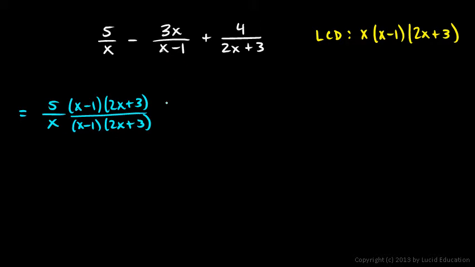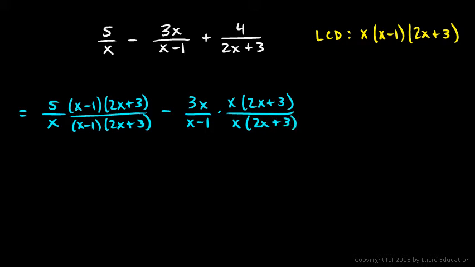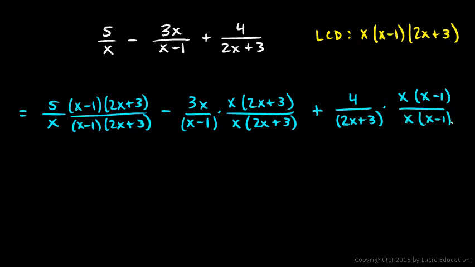And I'm going to do the same thing to the other two. This 3x over x minus 1, I'm going to multiply that by x times 2x plus 3 over x times 2x plus 3. Now again, we have the same denominator down here that we had over here. And once again, what I've multiplied by right here is just equal to 1 because the numerator and denominator are the same. So that's fine. And then we have plus, and this is 4 over 2x plus 3, and I'm going to multiply that by x minus 1 over x minus 1. Again, we've multiplied by a fraction equivalent to 1, but now we have this denominator.